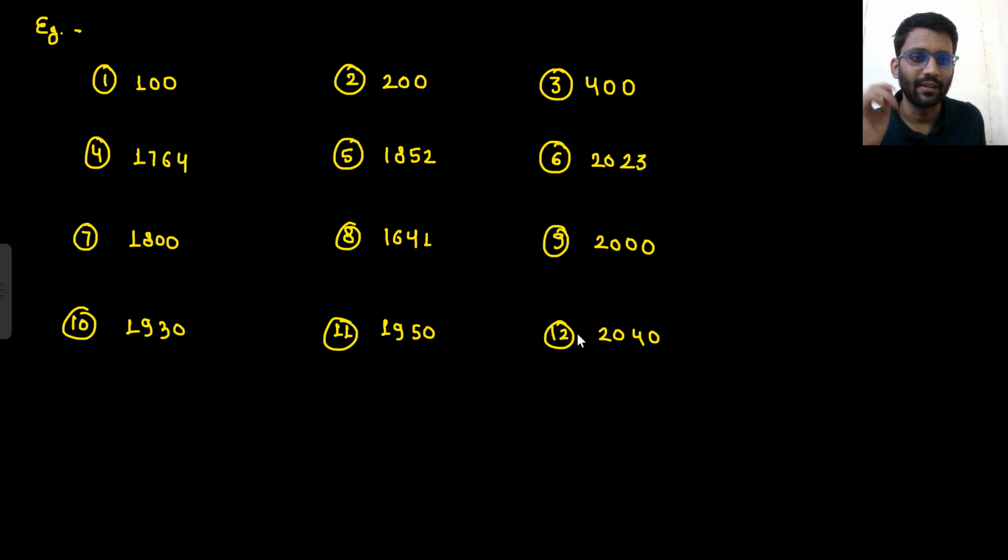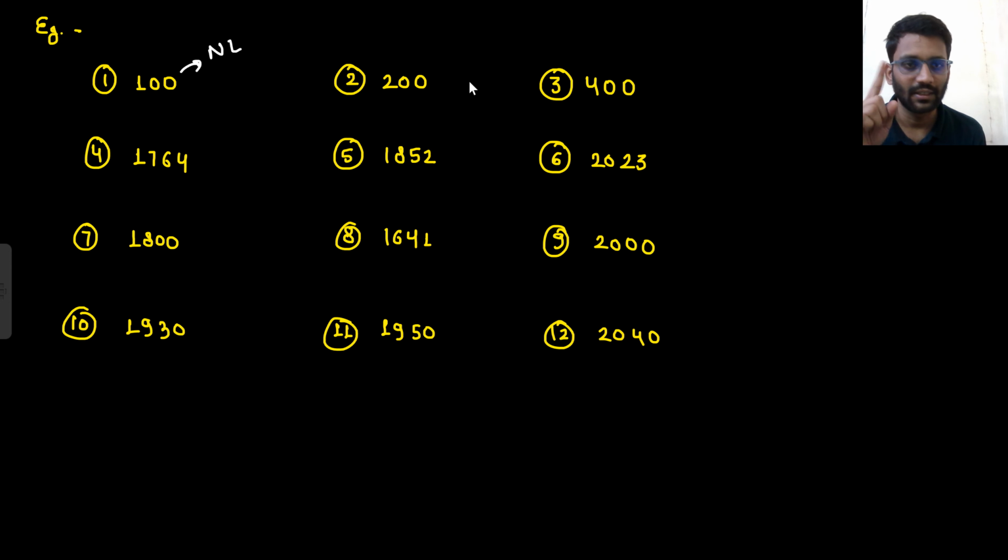So let's talk about 100. 100 is a leap year or not? 100 is a non-leap year. Why so? Because it is a century year. Yeah, it is a century year. Is it divisible by 400? No. So that means this is a non-leap year. What about 200?